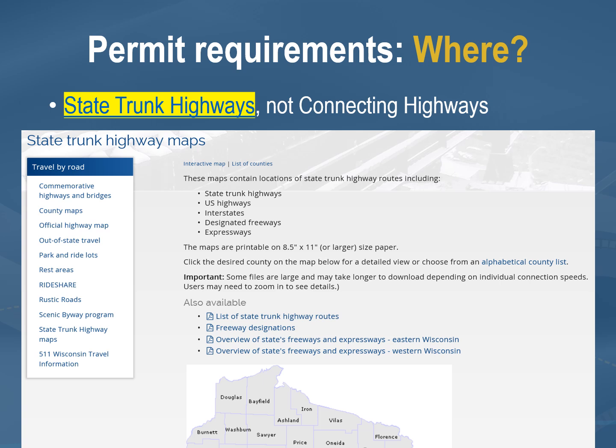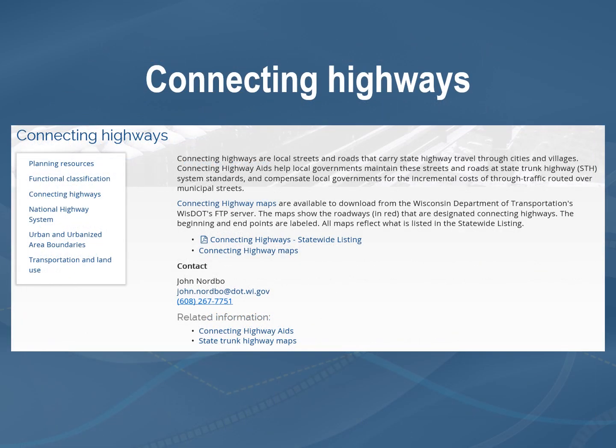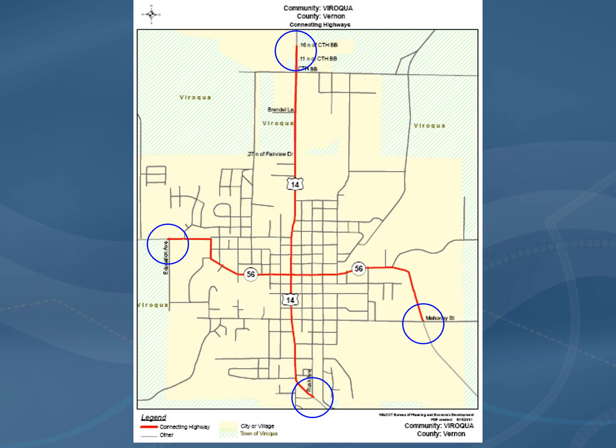Also, WisDOT only has jurisdiction over state trunk highways. On our website, there's a page for connecting highways. You would be dealing directly with a municipality, not WisDOT, if you're on a connecting highway. So you would just type in connecting highway and there's a map that comes up. For instance, this is Viroqua. The red lines are connecting highways. And if your project is on there, you'd be dealing directly with Viroqua, even though it's a state highway.